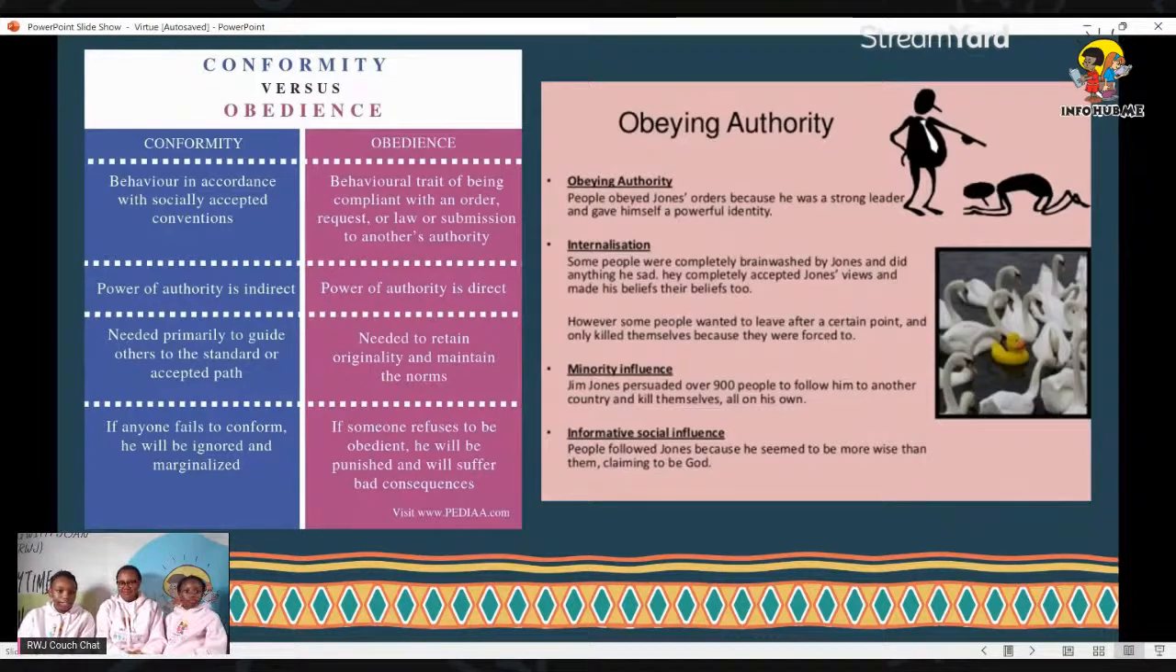If anyone fails to conform, he will be ignored and marginalized. Yeah, social culture, popular culture, cancel culture. If you're on social media and you post something that other people don't agree with, I'm not going to give any examples. You just get ignored and marginalized. It can also happen in school. If you don't conform to the norm in the class, you will be ignored.